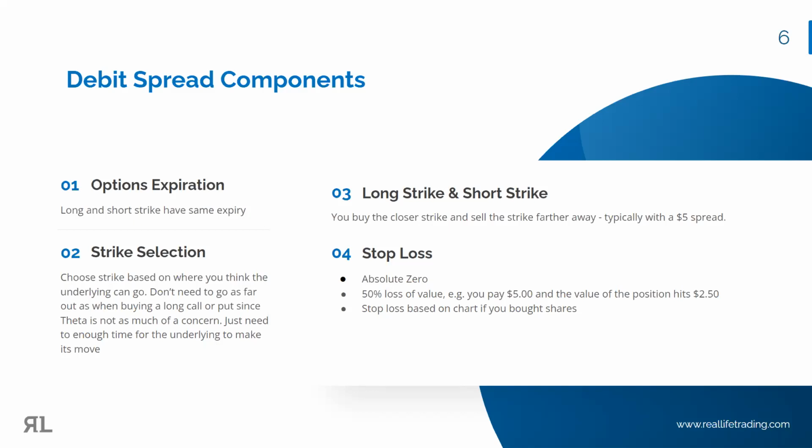With debit spreads, you don't have to be that concerned with theta, because theta works to the benefit of a seller of options. It works against the buyer, but it works to the benefit of the seller. With a debit spread, you're buying one and you're selling another, so you're straddling that line. You are both the buyer and the seller.